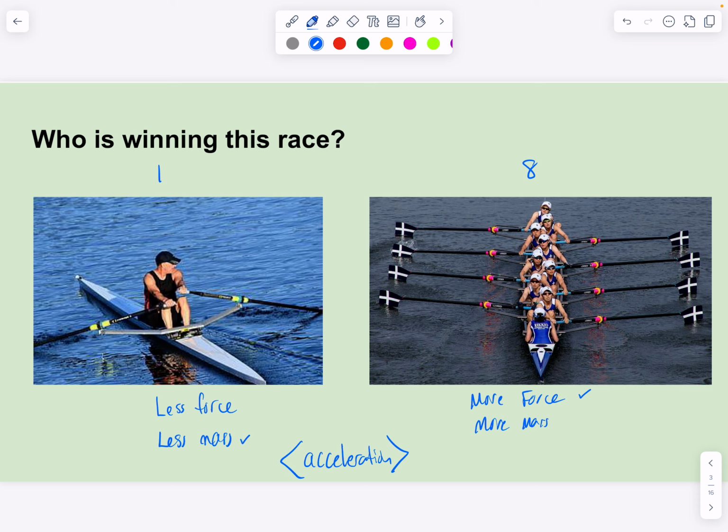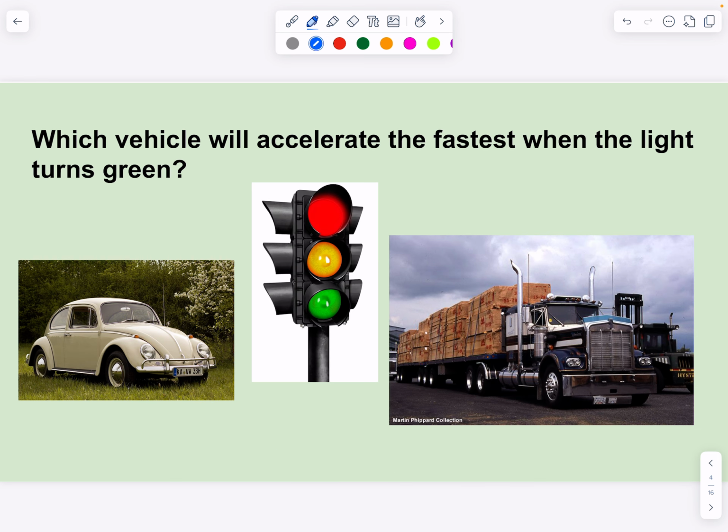But we could also talk about acceleration. Probably this one's going to get up to speed a little faster, accelerate faster because of less mass. And this one may have a harder time accelerating because it has more mass. So those things do play a part in how we determine the effect of masses on acceleration and the force on acceleration.